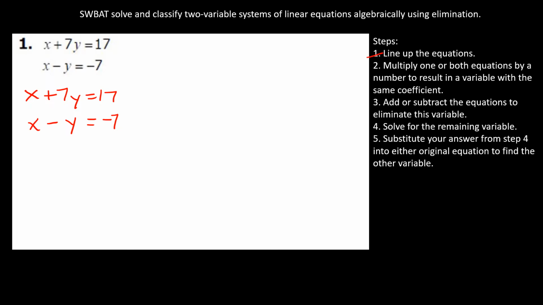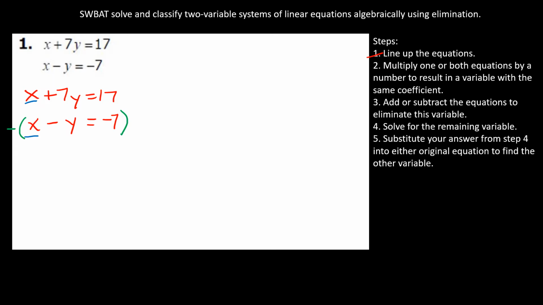And then we're going to multiply one or both equations by a number to result in a variable with the same coefficient. And so when I'm looking at these here, well, these two x's look like I could eliminate them. But the problem is, if I add them, we'd have x plus x equals 2x. Okay, so these are the two that I'm talking about. So in order to eliminate those, I'm going to multiply the whole thing by a negative. And I do that because when I add these up, which we're going to do in just a little bit, I want those x's to simplify out.